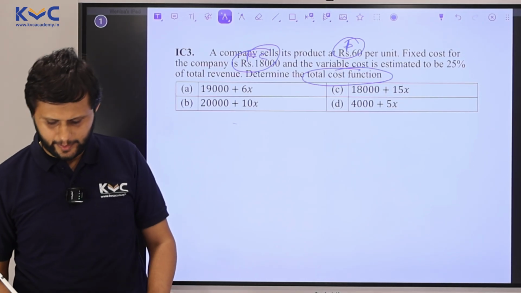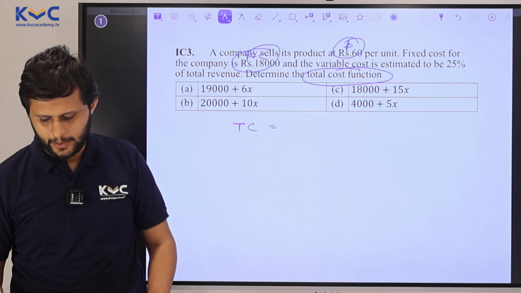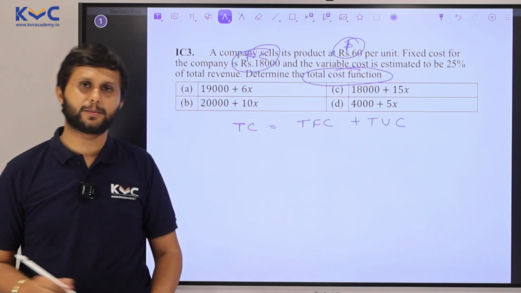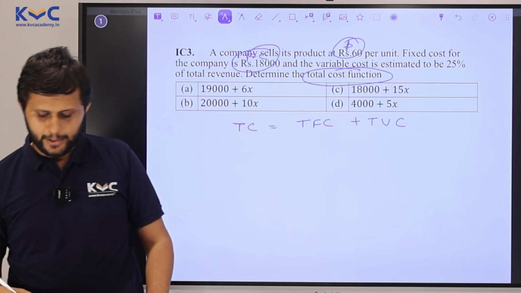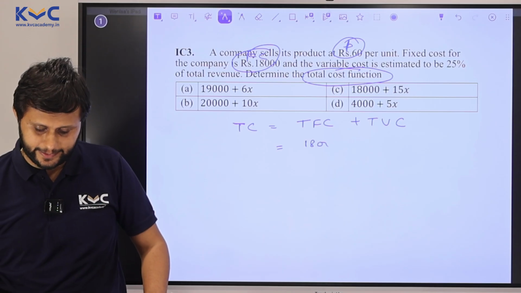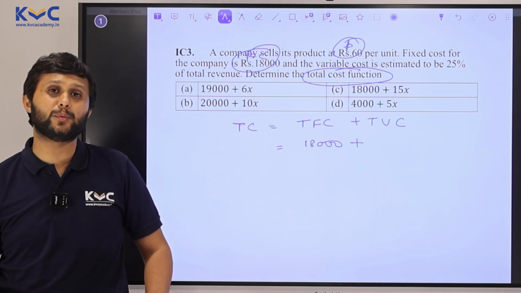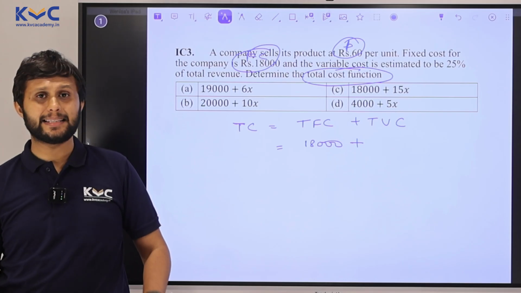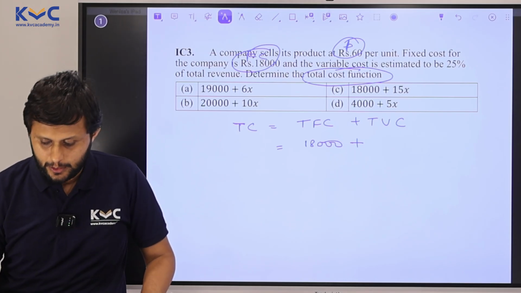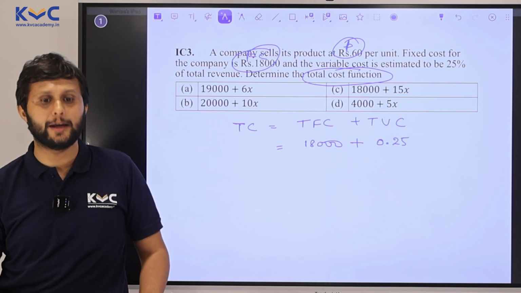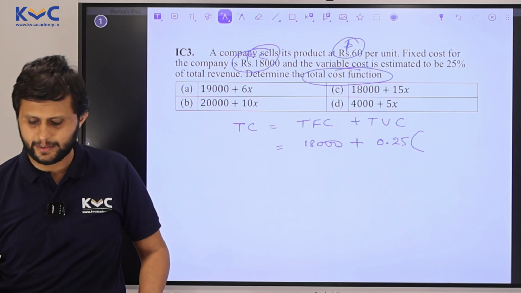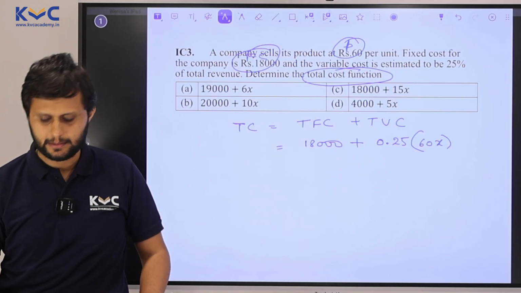Total cost. We'll write down total cost is equal to total fixed cost plus total variable cost. Fixed cost is equal to 18,000 plus total variable cost. They said variable cost is 25% of total revenue. 25 percentage, 0.25 of revenue. Revenue, I remember it was some 60x. Yes, revenue is 60x. Done.